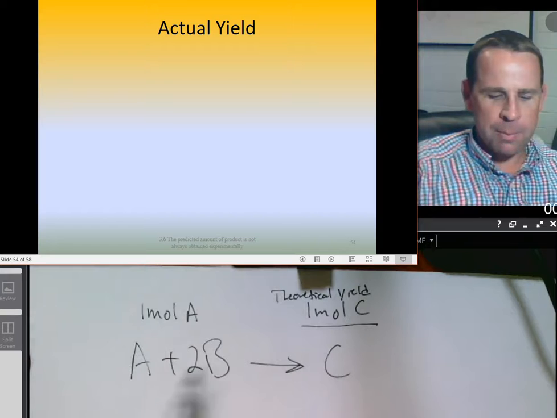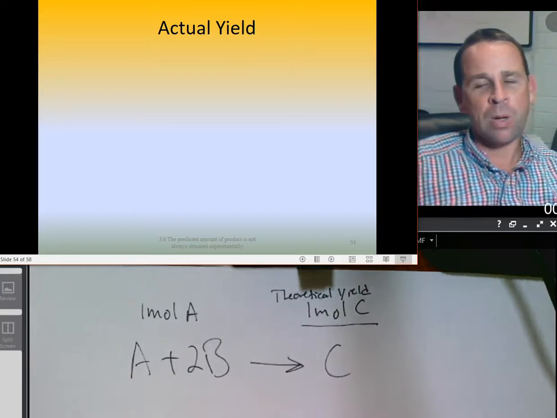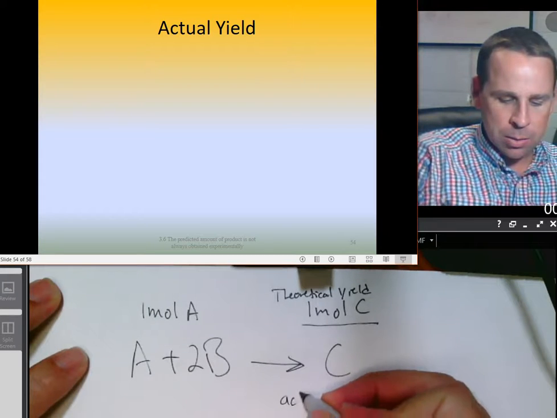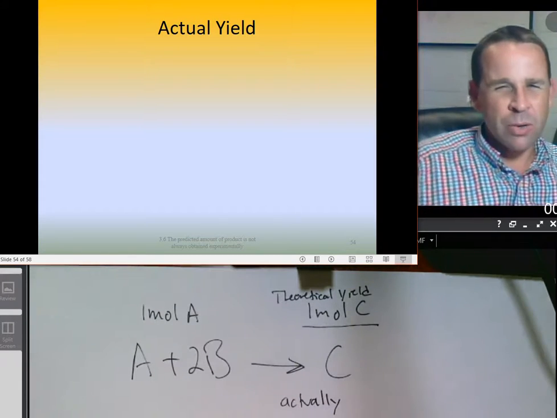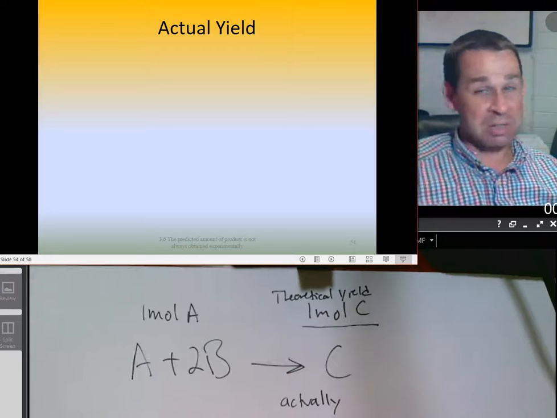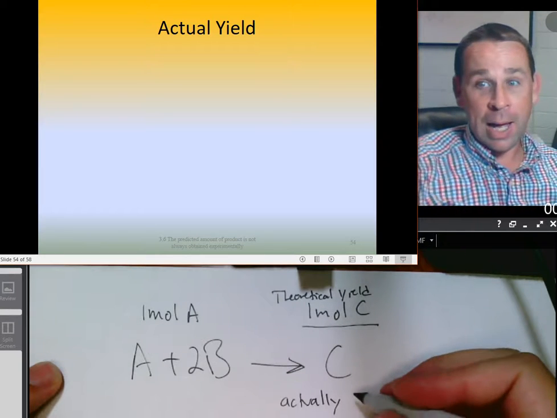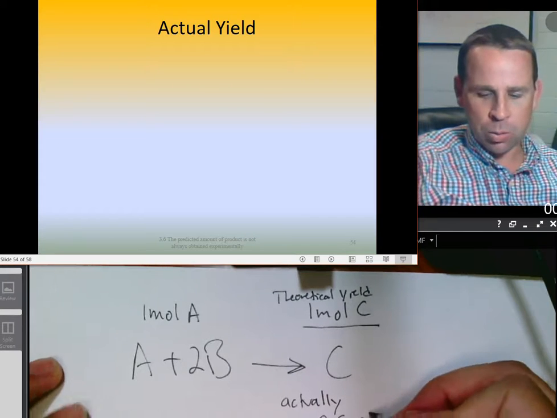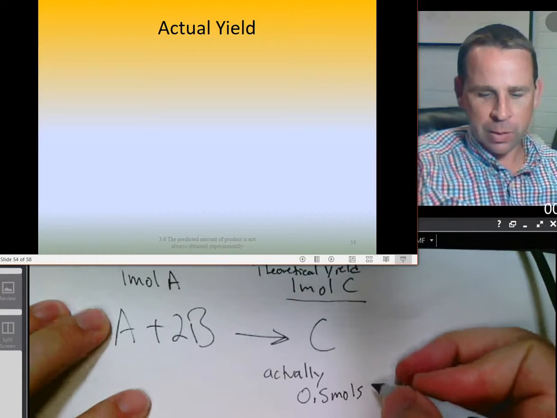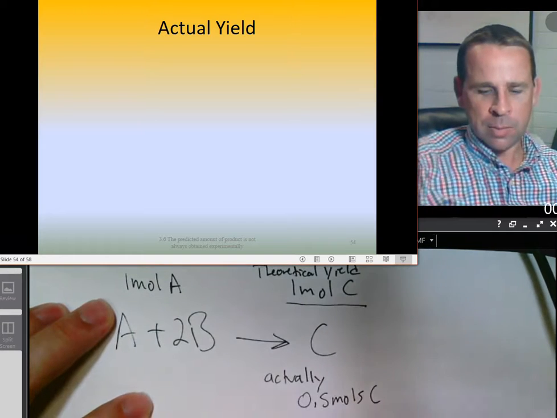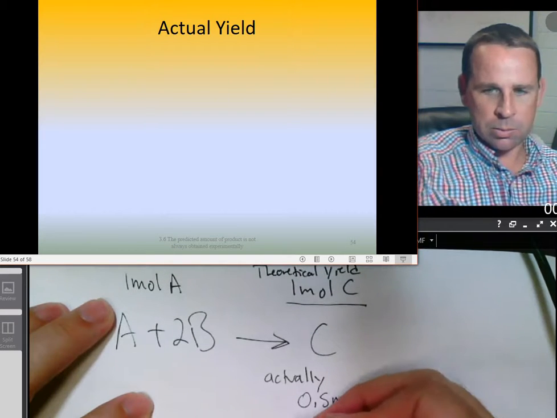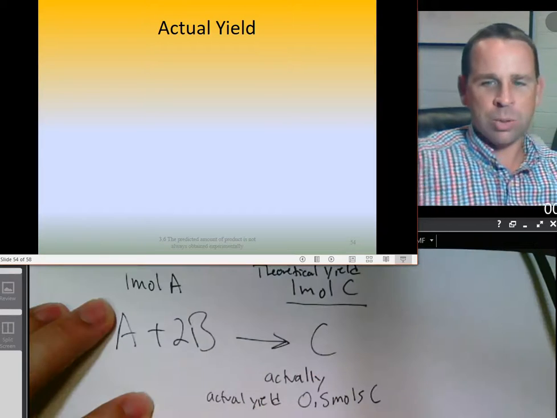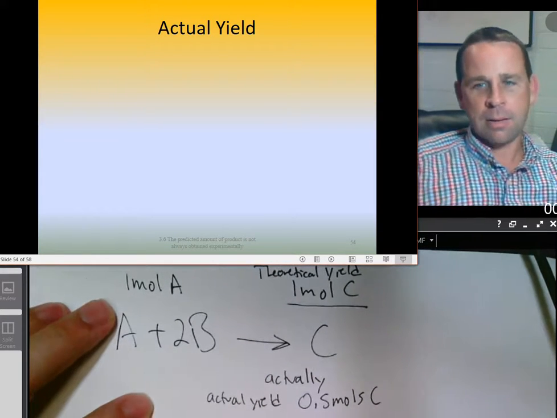Theoretically, if I put in a mole of A, I should get out 1 mole of C. Okay? What if I put in 1 mole of A, but actually, because the reaction wasn't very good, the container made a mistake, or there were side products that I wasn't aware of, maybe I actually only got 0.5 moles of C. That would be my actual yield. So my actual yield might be less than my theoretical yield.